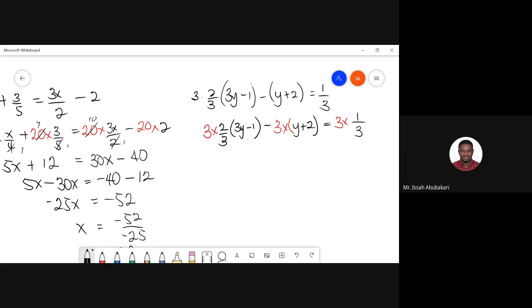Now let's do the cancellation. 3 into itself 1, 3 into 3, 1. 3 into itself 1, 3 into 3, 1. We can only cancel when we have a fraction, and the denominator can cancel the multiplier. Is that okay? So at the end, we have 1 times 2 is 2. So we have 2 into bracket 3y minus 1 minus 3y plus 2 is equal to 1. Is that okay?